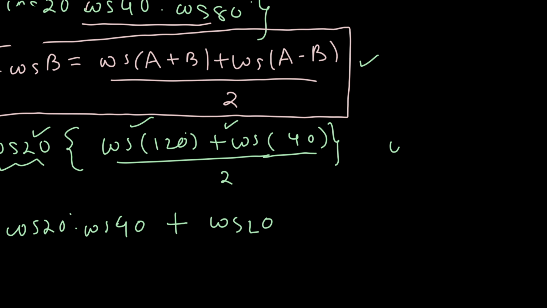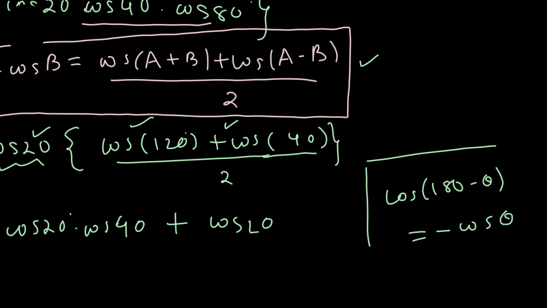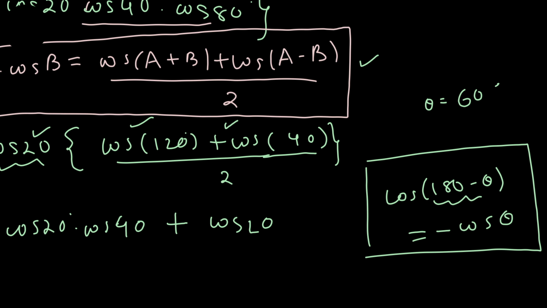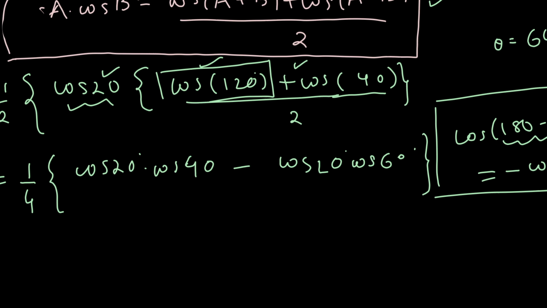So recall the identity that cos of 180 minus theta is simply negative cos theta. In this I will replace theta as 60 degrees. So cos of 120 degrees would be equal to negative cos 60. So over here cos of 120 degrees can be replaced as negative cos 60. So this plus will become negative, with cos of 60 degrees in multiplication. Now we need to simplify this further.